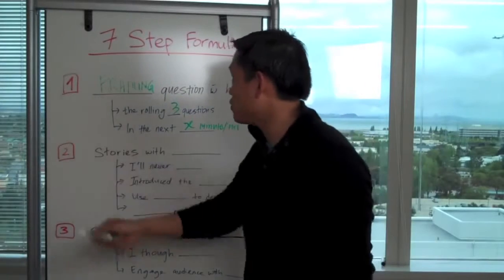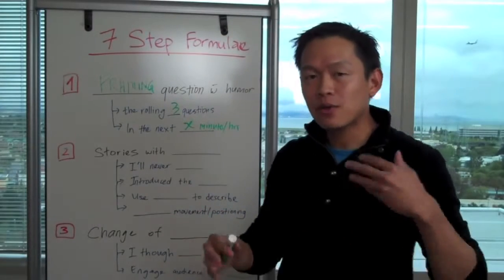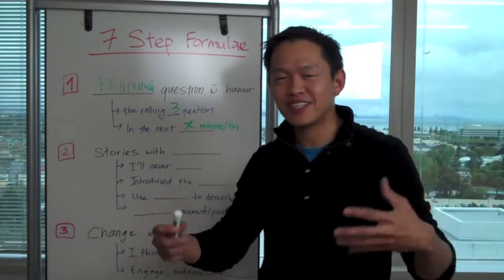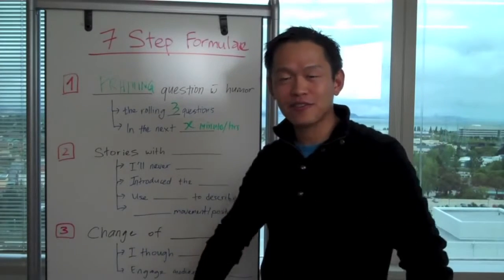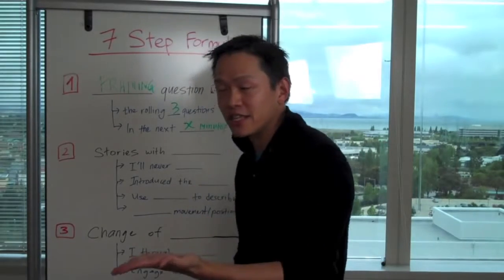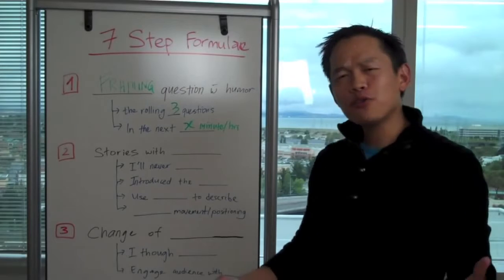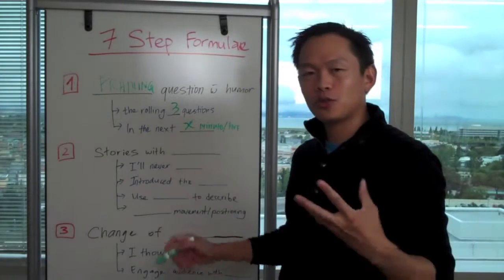So let's go on to the second step of the formula that I would use, of course, after questions. I connect with the audience, they laugh, their guard is off, and then I sneak right into my stories. But how do you connect? How do you use stories to connect with your audience?